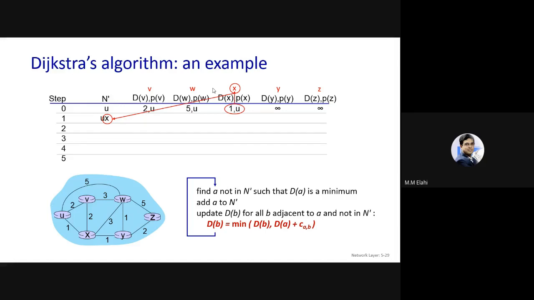Okay, so add X to the N prime. Next, update all the other values that are not in N prime. Okay, so second step, look, U and X are in N prime, right? So other than U and X, all other values should be updated.